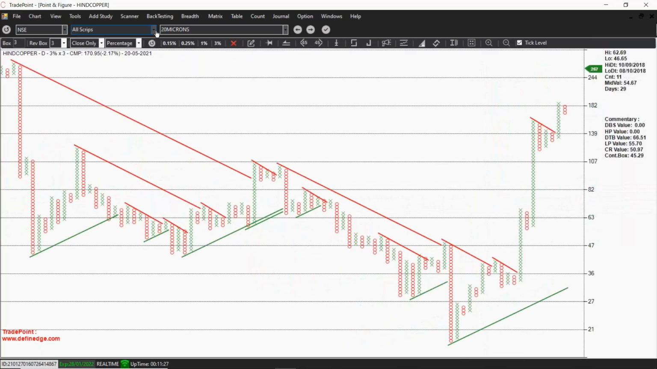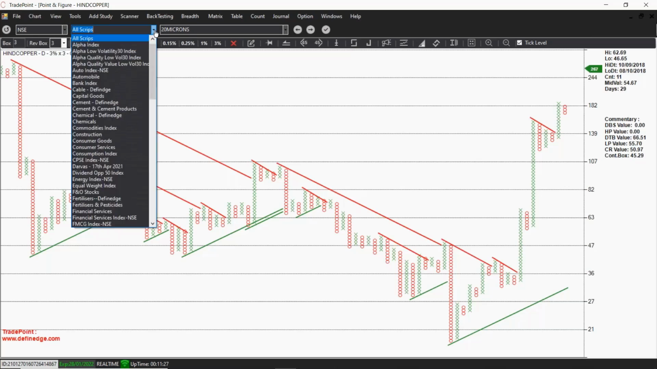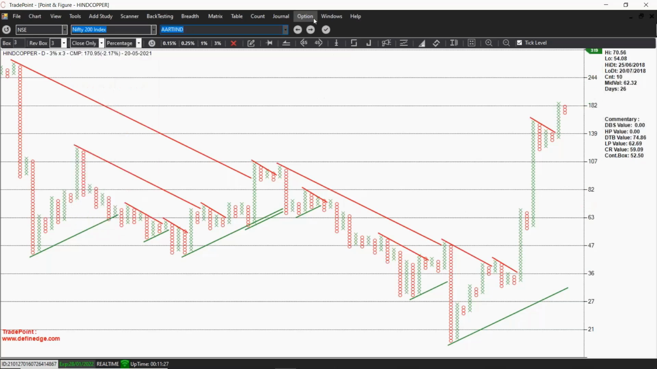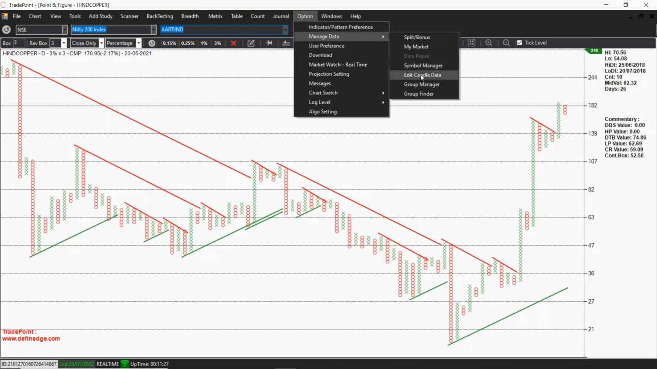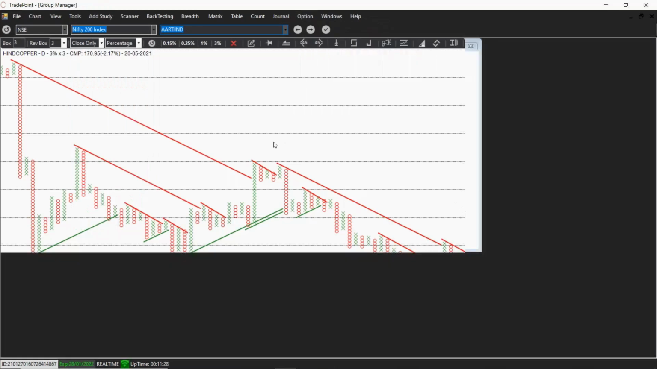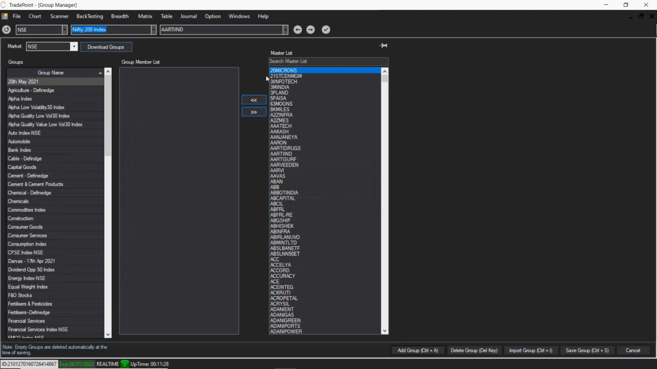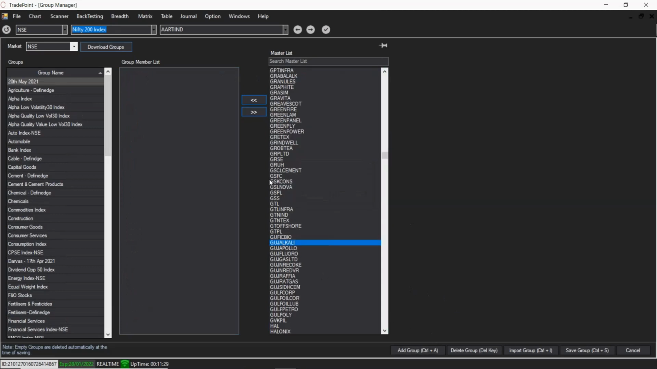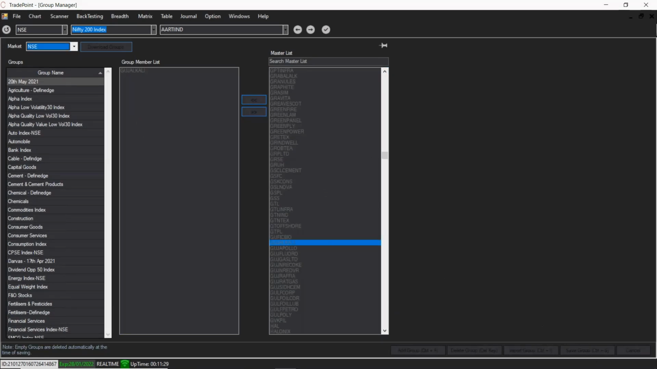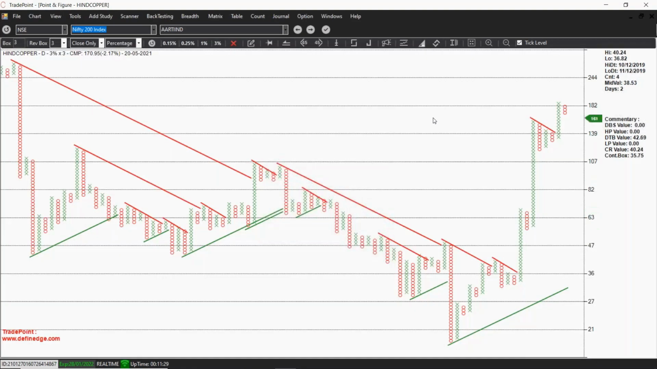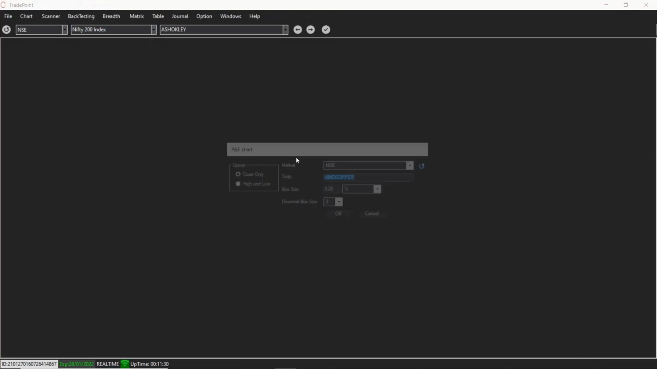So let's now take advantage of this tool and practice something. But before that, let's do one thing. Let's create a group. I'll name it 20th May. Okay, so this is a group that I've created. I'll just add one stock there. I saved the group.